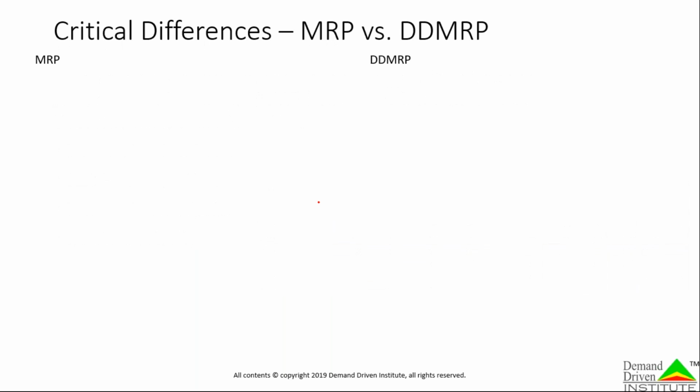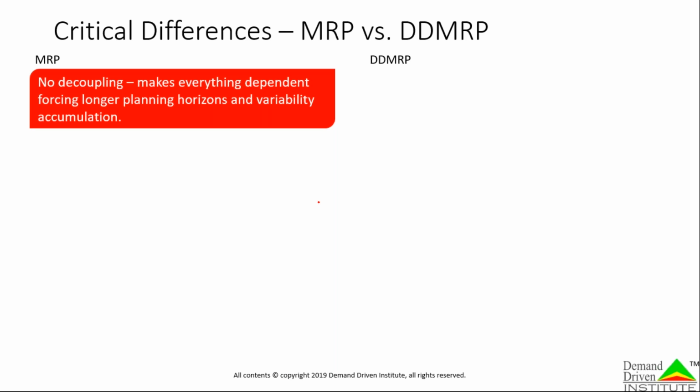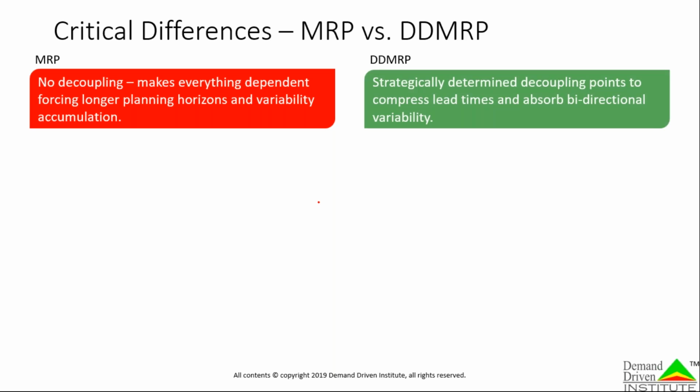Let's look at the critical differences between MRP and DDMRP. In MRP, there's no such thing as a decoupling. MRP was never designed to decouple. It makes everything dependent in its calculation, and that forces longer planning horizons and variability accumulation. Now, you can toggle things in MRP to externally planned, right? You can say stop explosion here. The problem though that you're going to encounter is you have to restart the explosion.